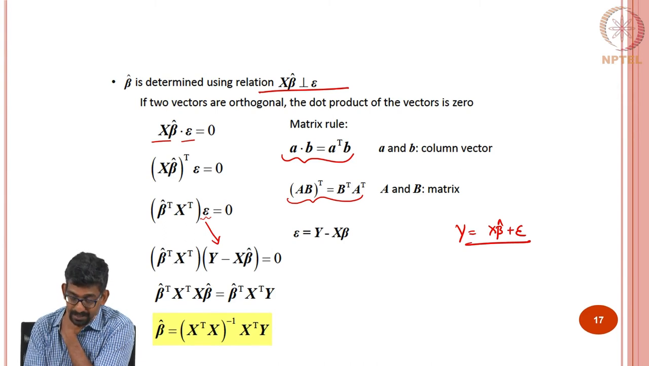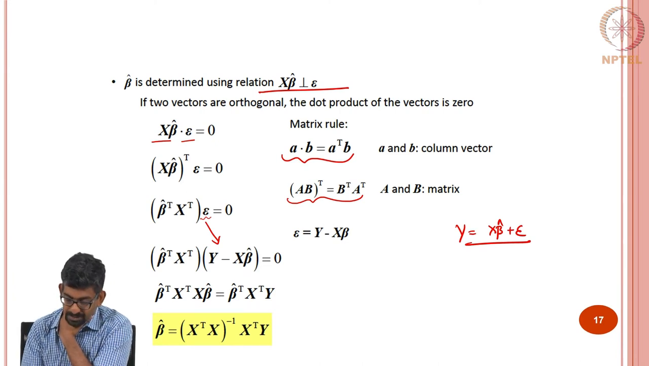Then I can write this expression as beta transpose X transpose times y, right? That I bring to the right side, and then I say beta transpose X transpose X times beta here. I am just taking a dot product here, that is all, okay? There are two quantities and we are just equating each one of them, okay?